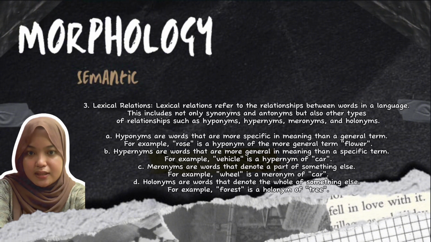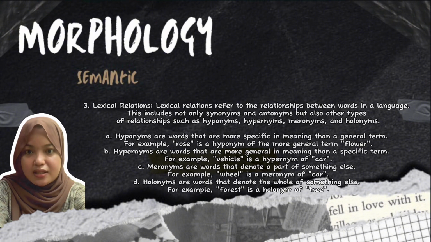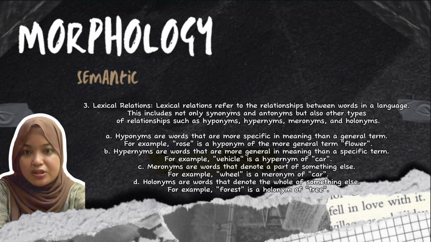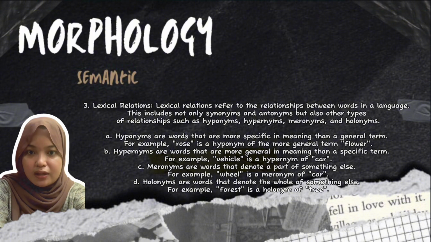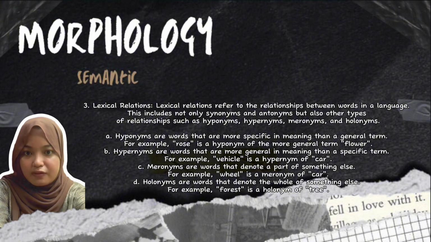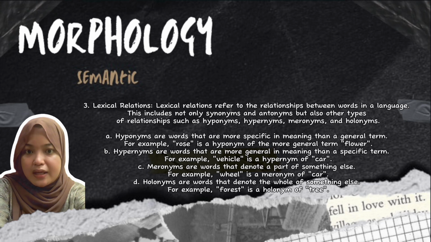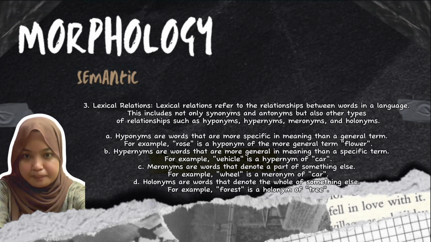The third is lexical relations. Lexical relations refer to the relationships between words in a language. This includes not only synonyms and antonyms but also other types of relationships such as hyponyms, meronyms, and holonyms.